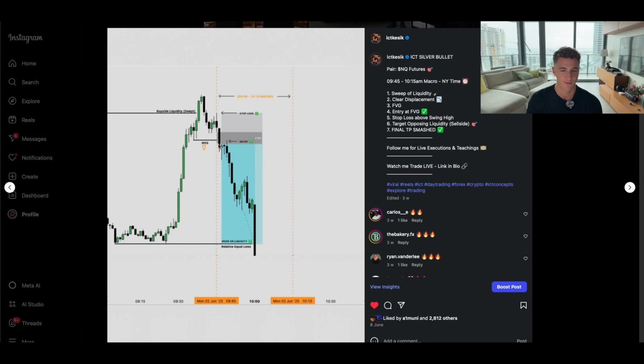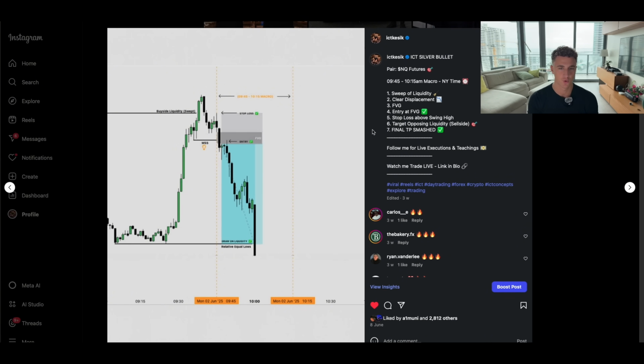Your entry is at the edge of that fair value gap, stop loss goes above the most recent swing high, and then you target the opposing liquidity, which in this case is relatively equal lows. Look at those equal lows. Look how clean they look. A very strong magnet on price. So anyways, we enter short, stop loss above the high, and we target those equal lows.